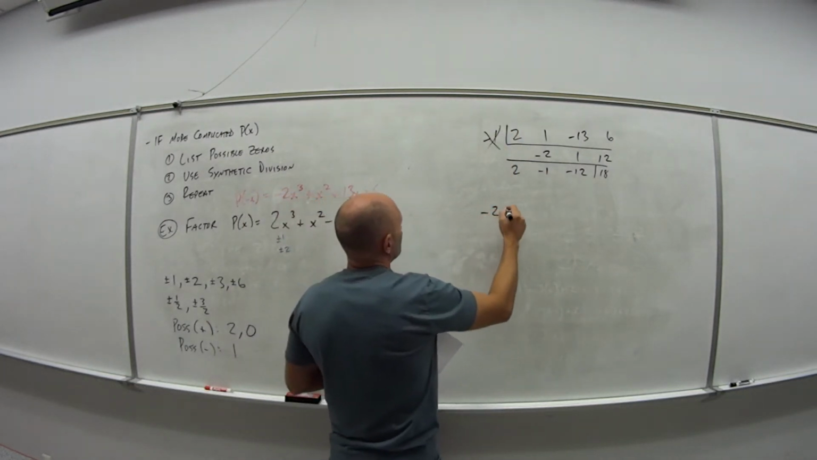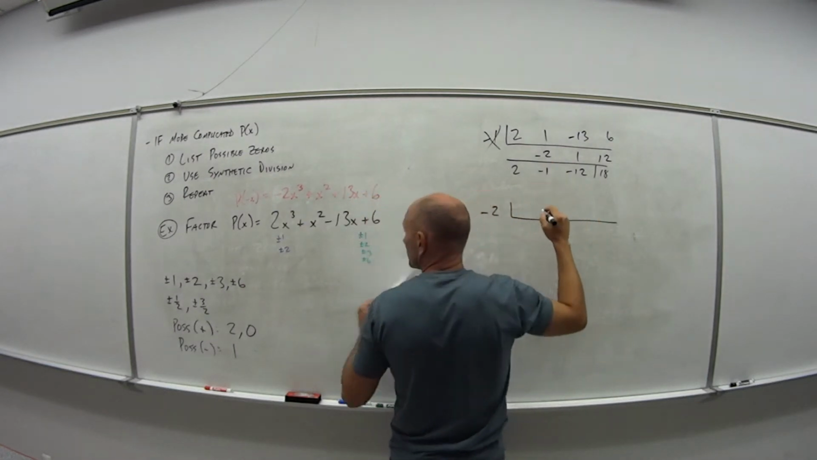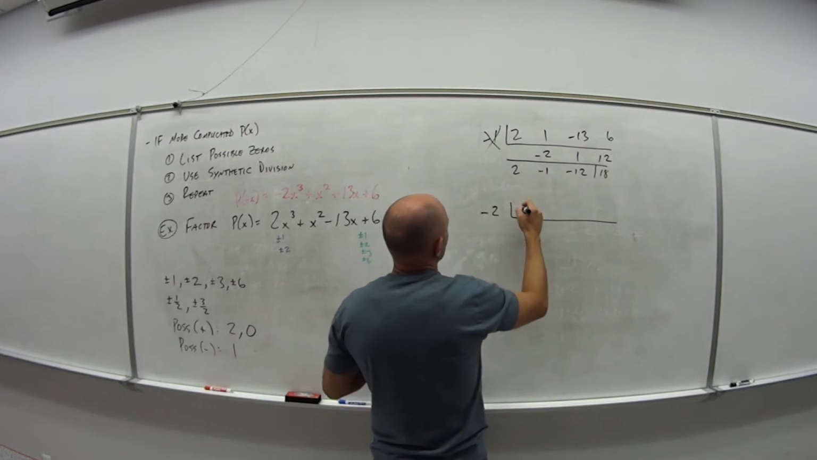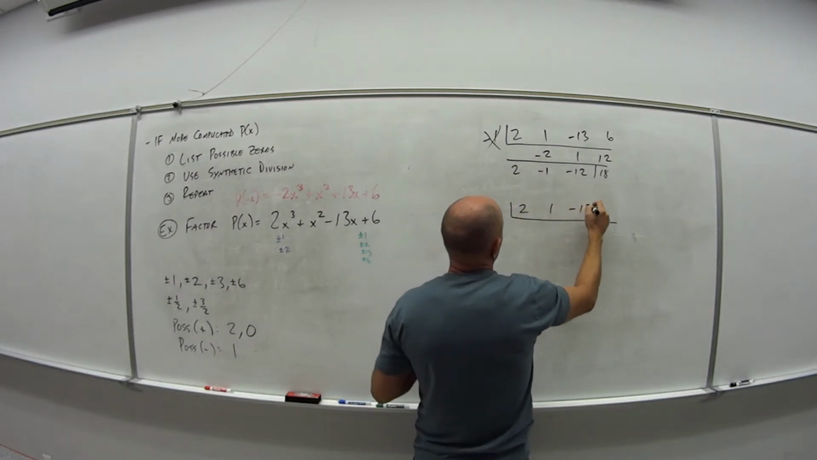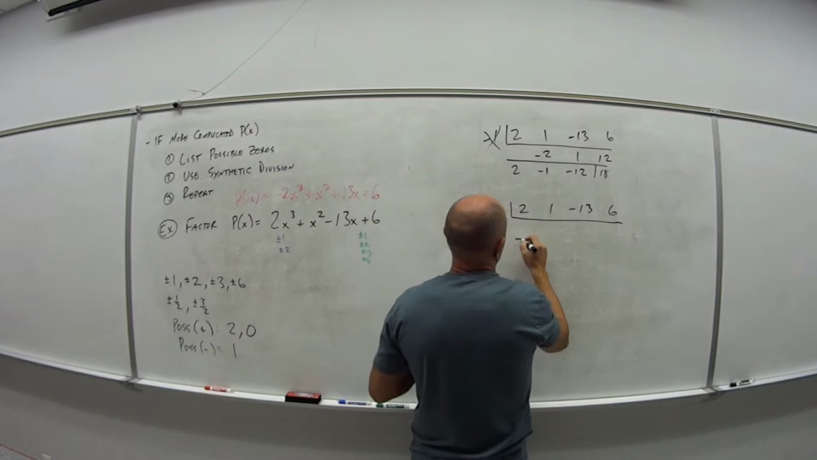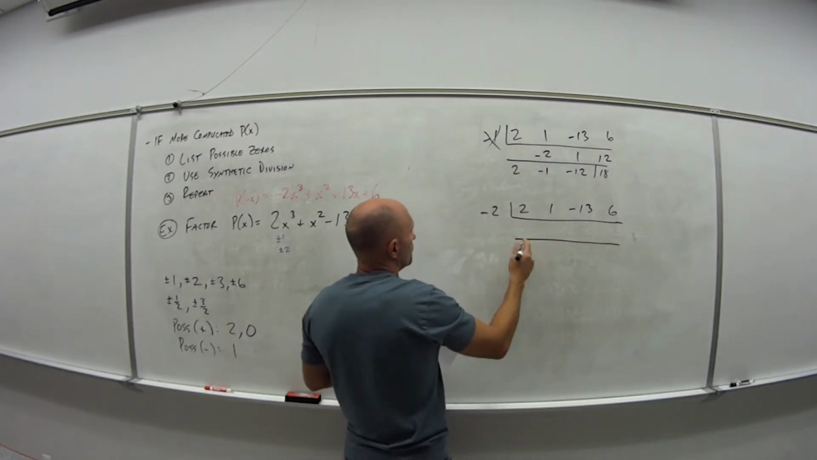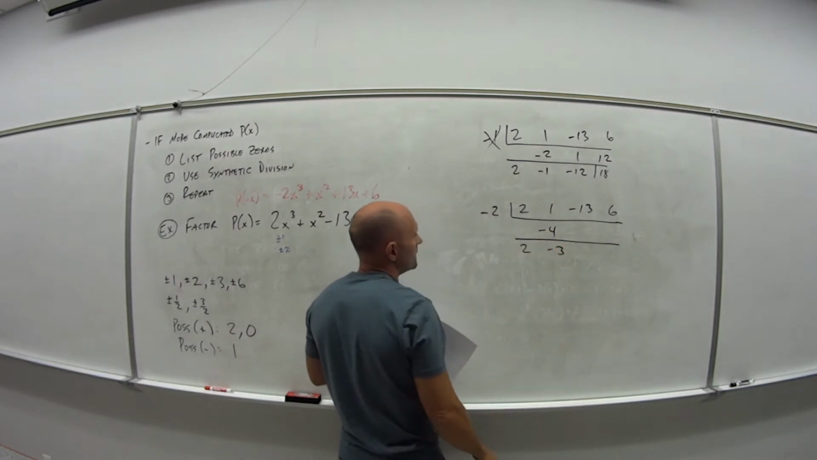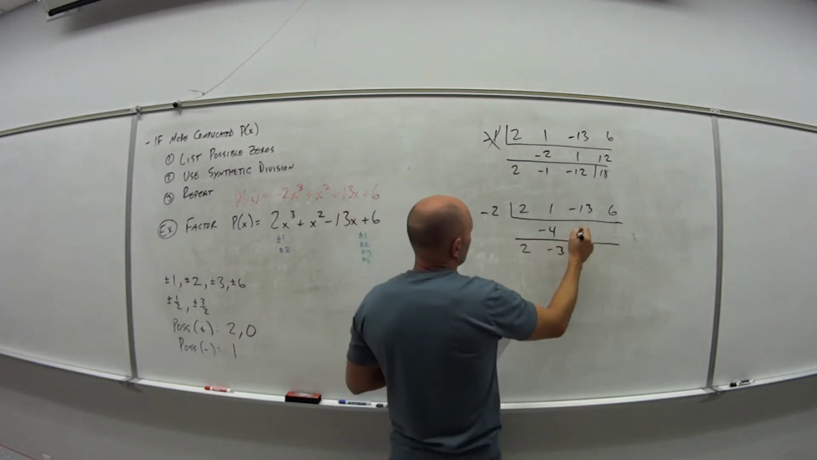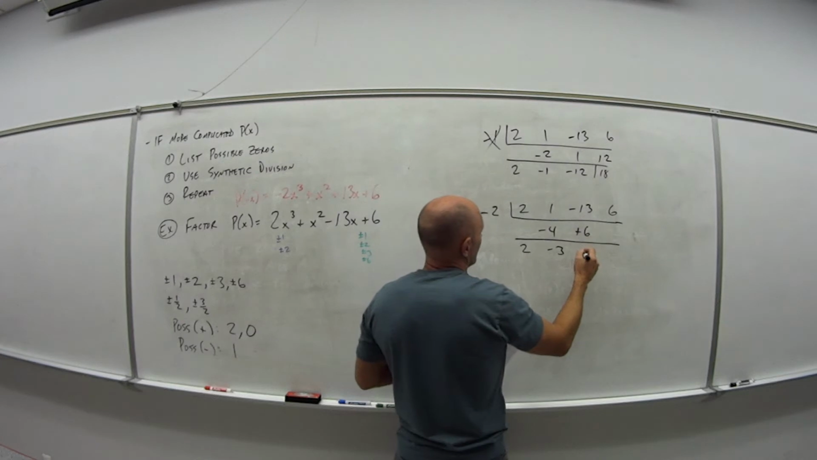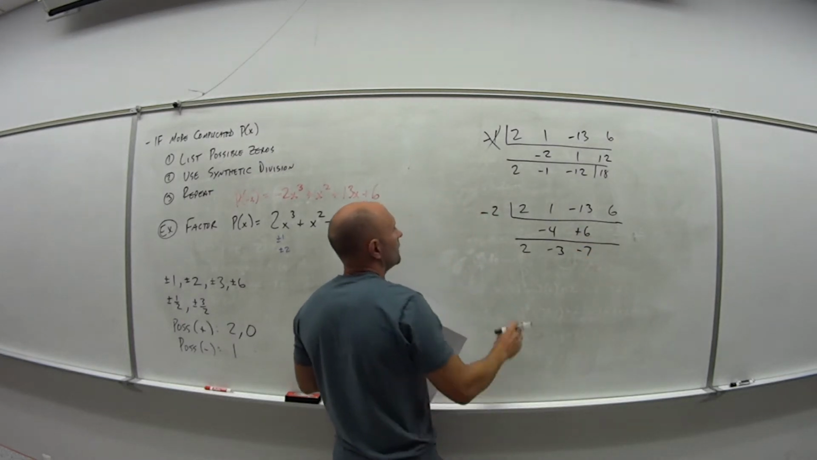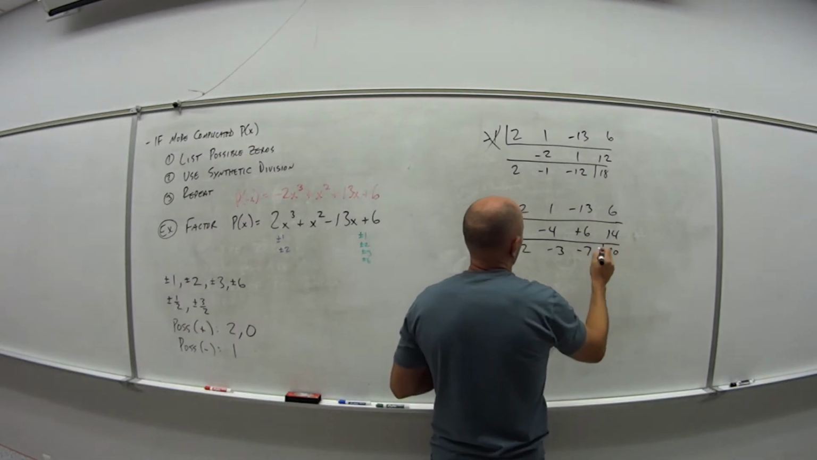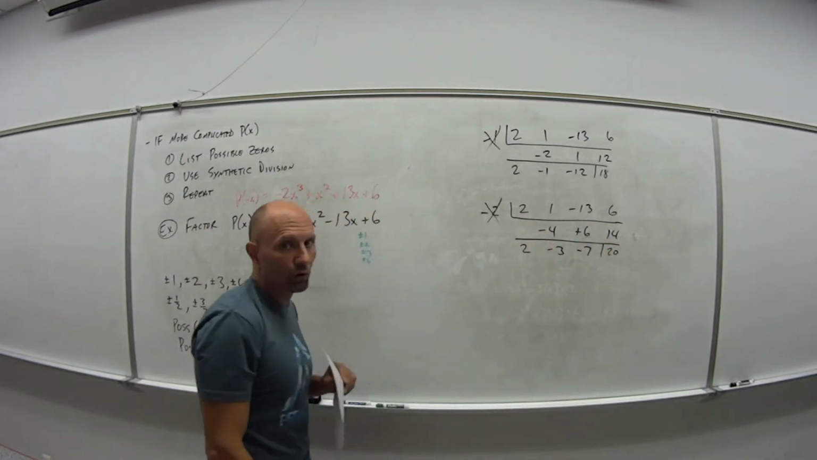So how about negative 2? So what I have here, negative 1, negative 2, negative 3, negative 6. So I'll just go up to negative 2. That gives me what? 2, 1, negative 13, and 6. Bring down the 2, multiply is negative 4. Add them, negative 3. Negative 2 times negative 3 is positive 6. Add them, negative 7. Negative 2 times negative 7, positive 14. Add them, 20. Still not going to work.